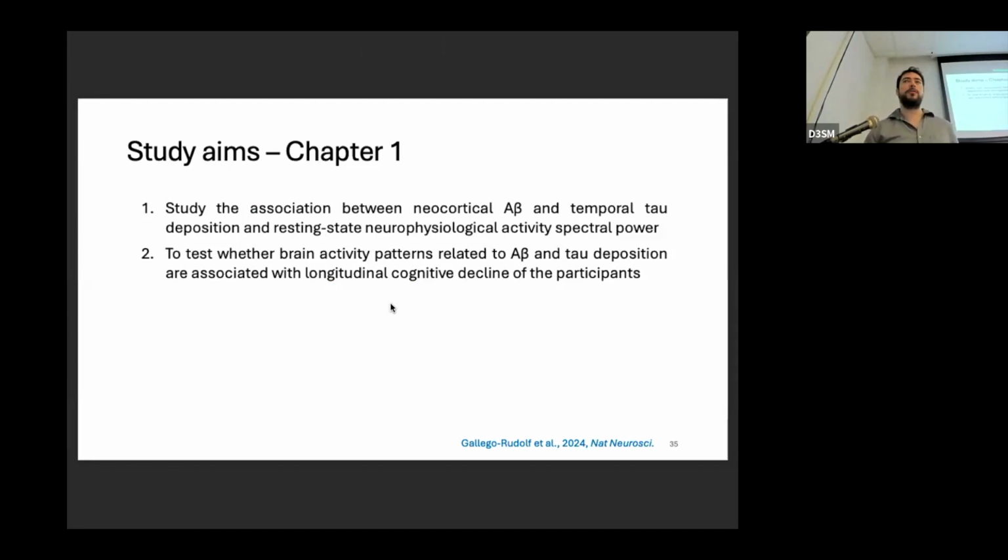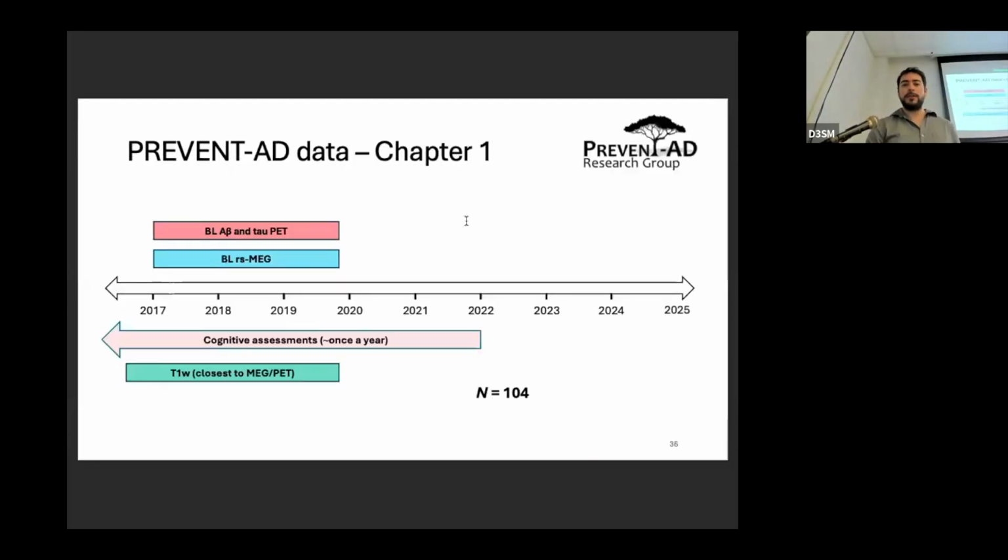And we also wanted to see whether these changes in neurophysiology that are associated with proteinopathy also predict longitudinal cognitive decline of the participants. So for this project, I used the MEG and PET data that was collected during the baseline. I also used the cognitive assessments, both retrospectively and subsequently acquired after the imaging sessions, and the T1 weighted imagings to assist for the PET and the MEG processing. And the final sample size for this study was 104 participants.